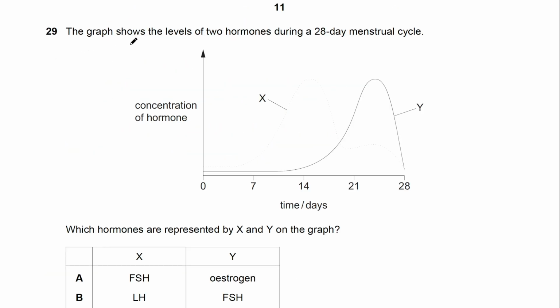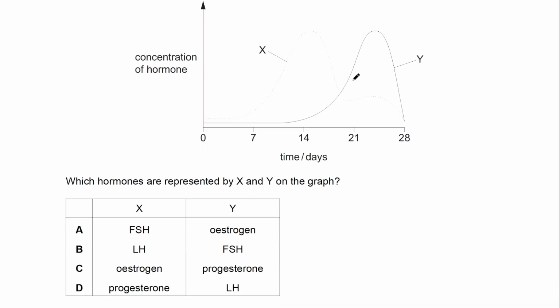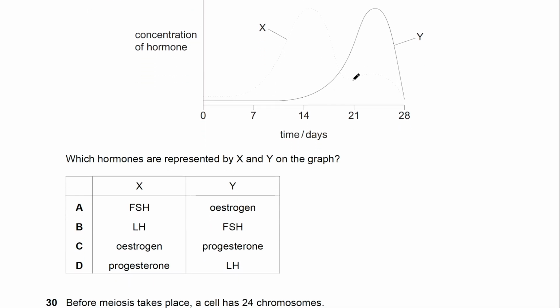Twenty-nine. The graph shows the levels of two hormones during a 28-day menstrual cycle. Which hormones are represented by X and Y on the graph? Y, it's clear, but X, if you focus a little bit, you'll find tiny dots. It will rise at day 14 and then fall down. Then Y, after 14 days, it will rise. I think I know which hormones they are talking about. Let's look at the options.